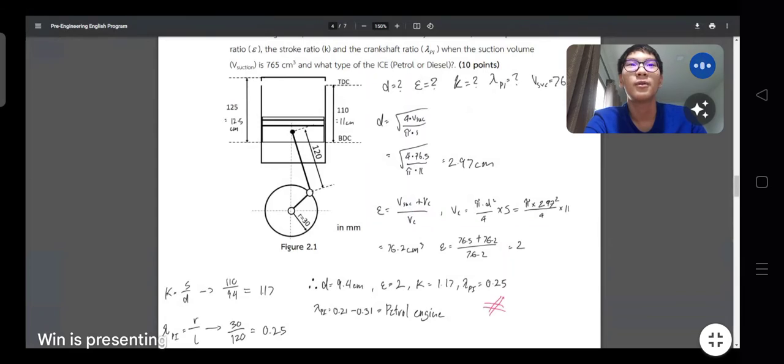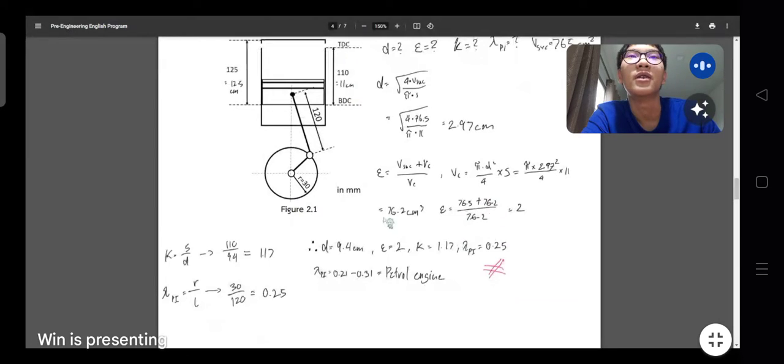The next one is the compression ratio. V suction plus Vc divided by Vc. You have to find Vc, so Vc is equal to pi times D squared divided by 4 times S. Put the numbers together and we will get 76.2 centimeters cubed. Put that in the original formula and you will get 2.